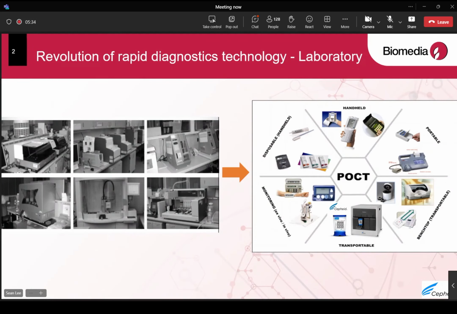But because there is a revolution of rapid diagnostic lab technology, you can have a Genexpert system in your hospital. It is considered a POCT device. All you need to do, you just get the test, you put it into the machine, and you get the result within 2 to 3 hours. That is how fast you can get the results. That's what we call a rapid diagnostic test.